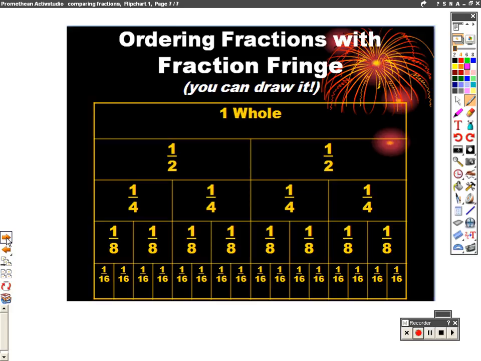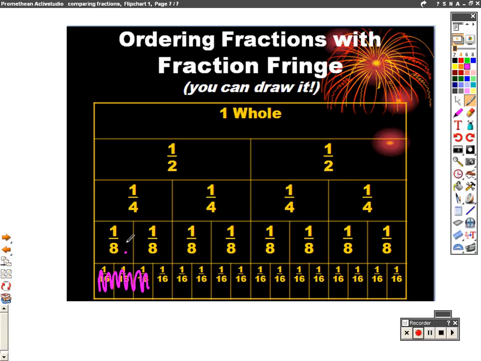Ordering fractions with fraction fringe. This is similar to drawing the picture from the last time when I did comparing fractions. We have one whole, and then you can break it into 2 halves, and then you can break those halves into halves, which gives you 1/4, and go this way and keep breaking it and comparing it, and then you can do your shading that way. Visually, I can see 1/2 is bigger than 1/4, 1/4 is bigger than 1/8, 1/8 is bigger than 1/16. Let's say I was comparing 3/16. If I color those in, that is greater than 1/8 but less than 1/4. Great little visual to use.